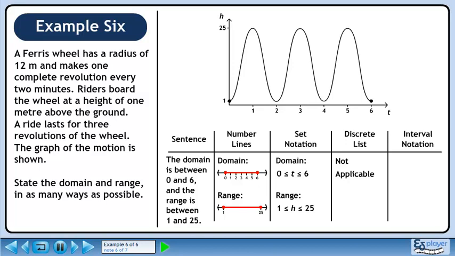We can't write the domain and range as a discrete list since the graph is continuous, so we'll just write not applicable here.